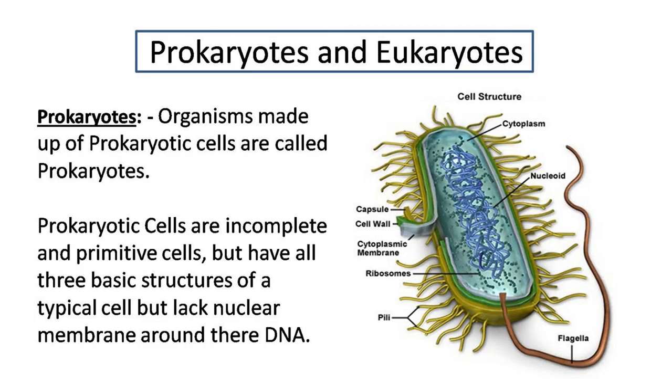Organisms made up of prokaryotic cells are called prokaryotes. Prokaryote cells are incomplete and primitive cells, but have all the three basic structures of a typical cell, but lack a nuclear membrane around their DNA. As you can see in the picture, this cell is that of a bacteria. It has many features such as flagella, pili, and a special covering called the capsule, and they are free living. That is, they can survive as single cells all by themselves.